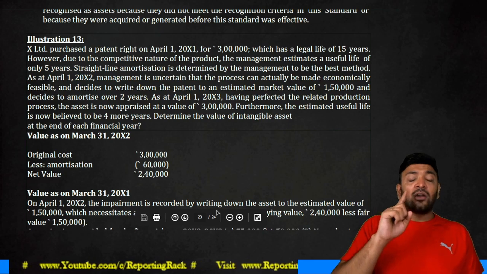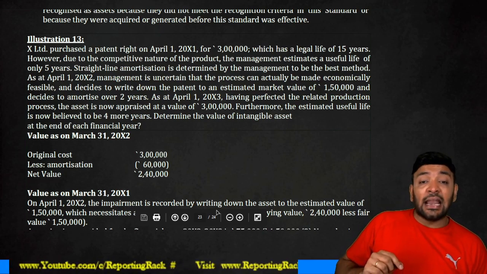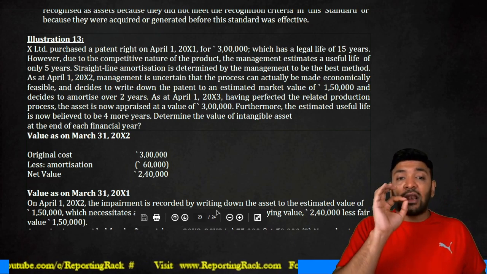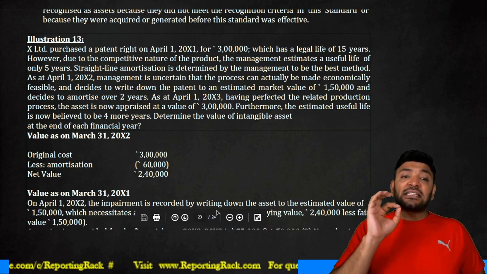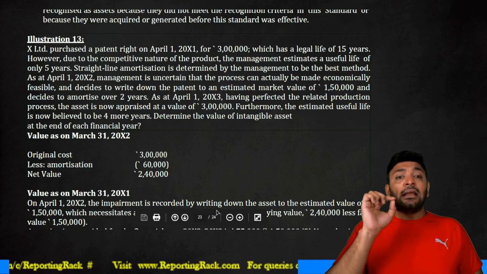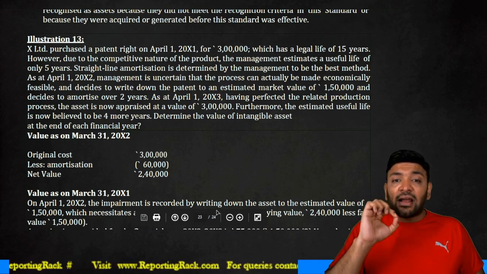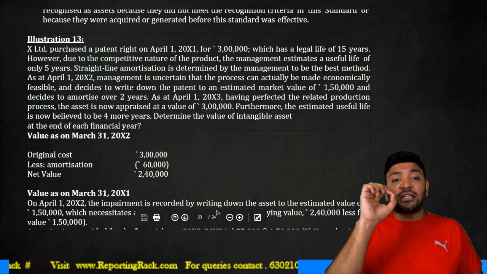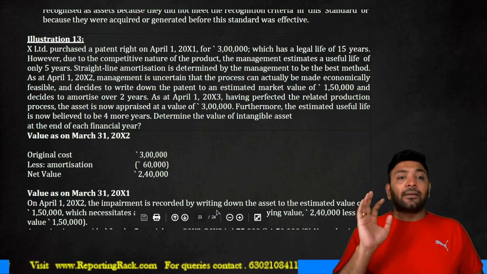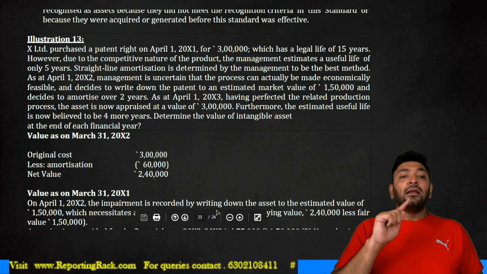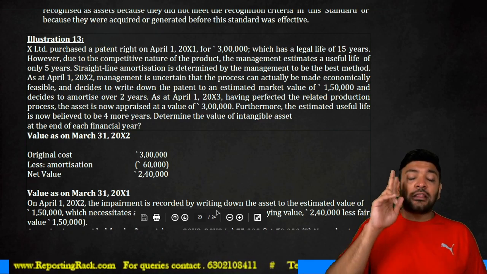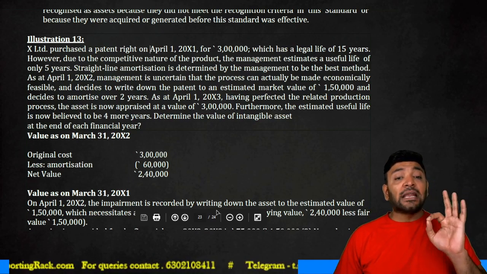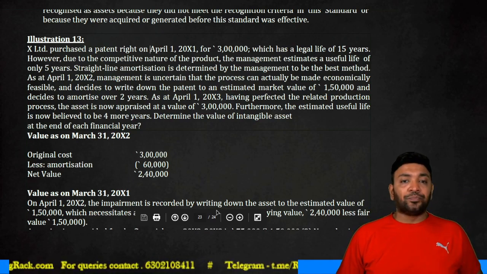At the end of the year, what was the carrying value? 3 lakhs minus 60,000. That means the carrying value of the asset was 2,40,000. That asset which had a carrying value of 2,40,000 is now written down to its market value of 1,50,000. That means a reduction of 90,000 which should also be charged to P&L. But on that day, it decides to amortize it only for the next 2 years. If you are amortizing it only for the next 2 years, per year amortization is 75,000.